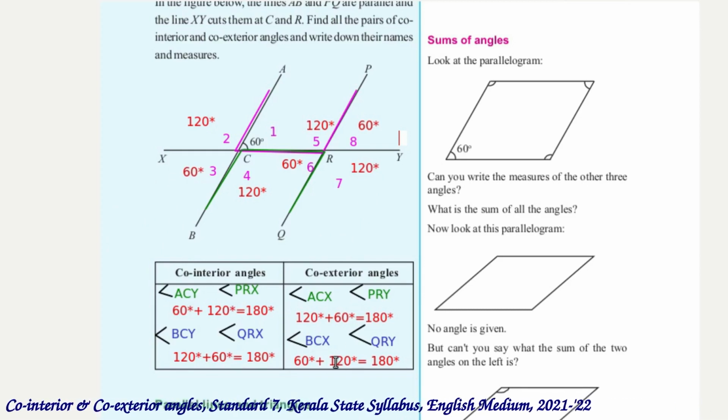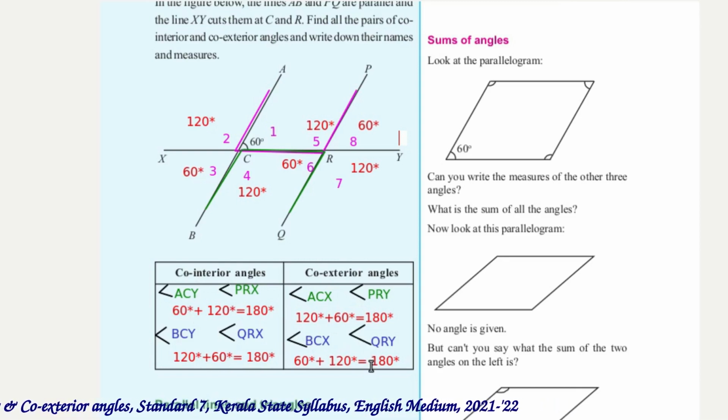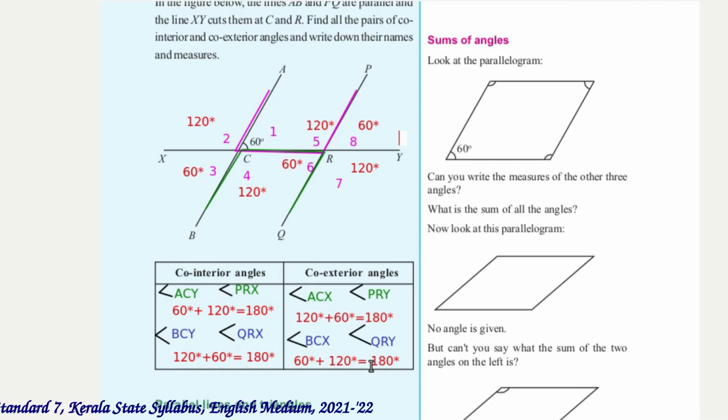Go through this easily, you will understand everything. And this is all about page number 27, co-exterior angles and co-interior angles. I think you understood everything.